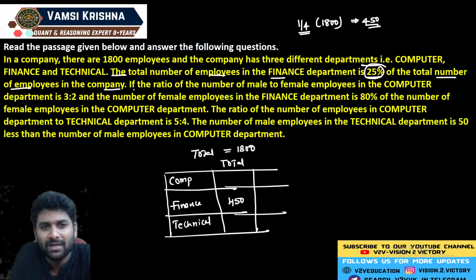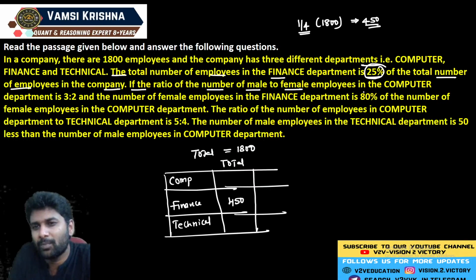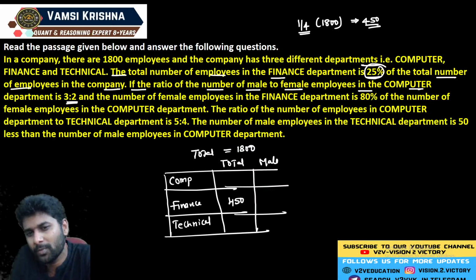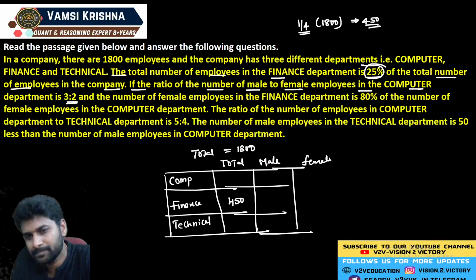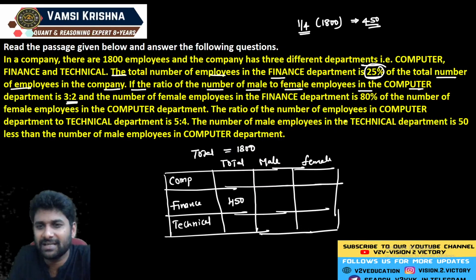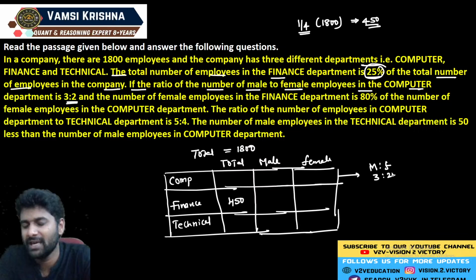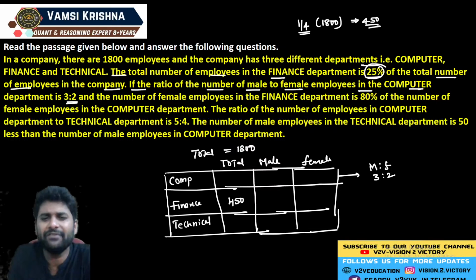Next information. The ratio of the number of male to female employees in the computer department is 3 is to 2. So again you should identify how many male persons and how many female persons there are. They clearly mention that the male to female ratio in the computer department is exactly equal to 3 is to 2. Try to understand the meaning of ratio. If there are 5 people, 3 people are male and 2 people are female. And we still don't know the total count of the computer department.